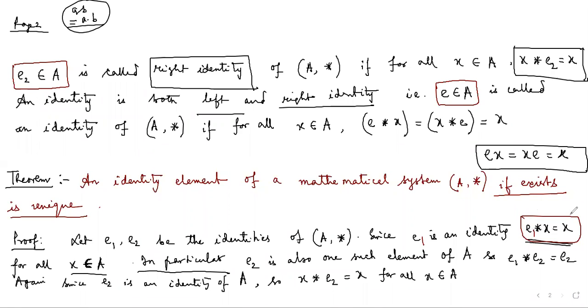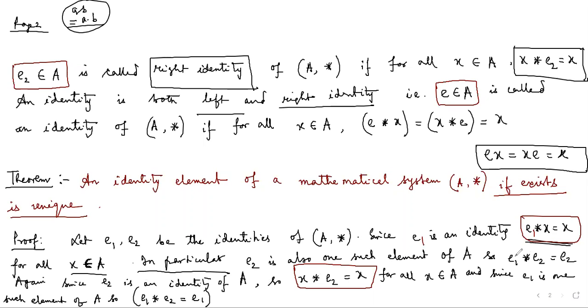So I have written this in terms of left identity, and here I have made a trick. I have written this in terms of right identity, because I am allowed to do this. I am allowed to do both of these because they are identities. So X star E2 is equal to X for all X belonging to A. And since E1 is one such element of A, E1 star E2 is equal to E1.